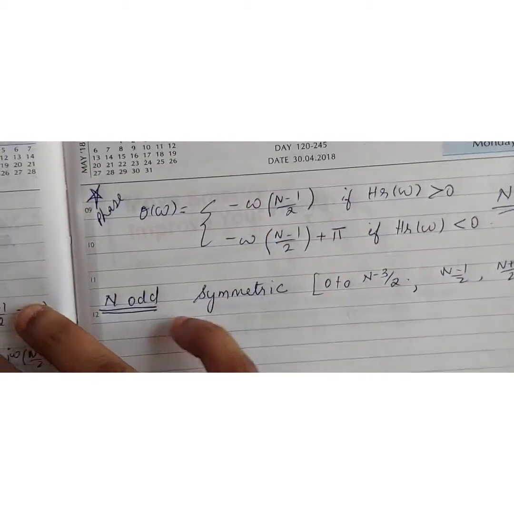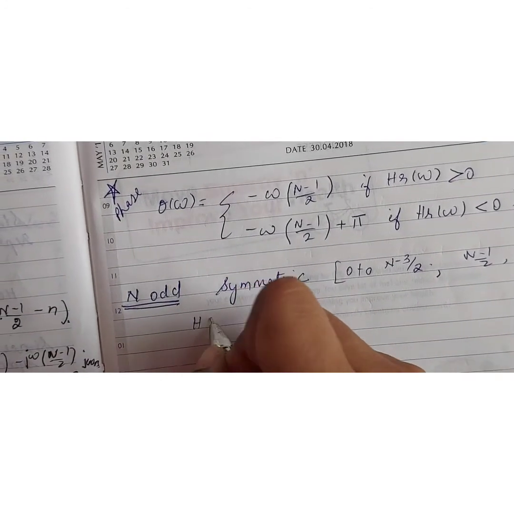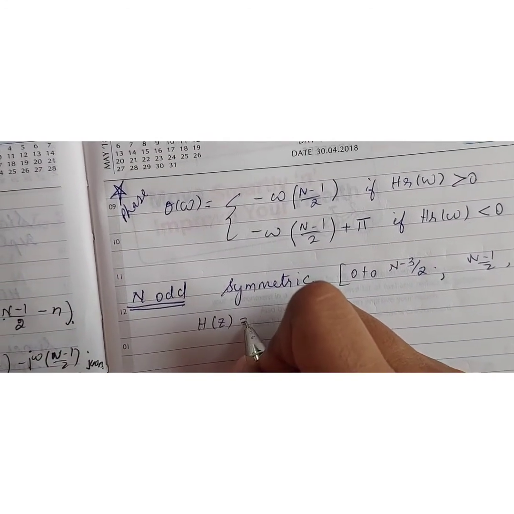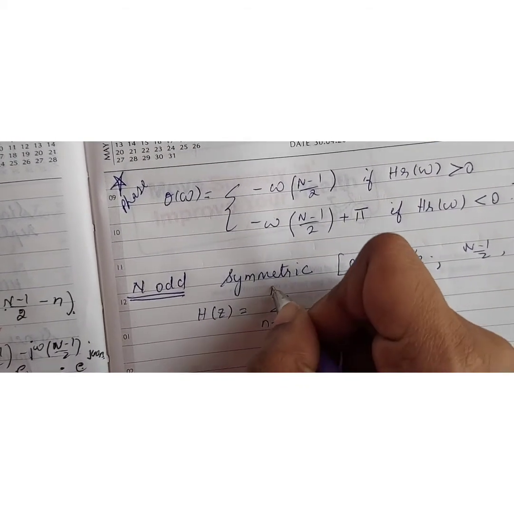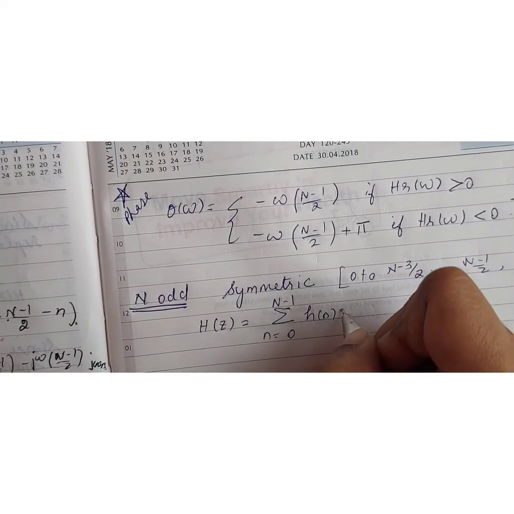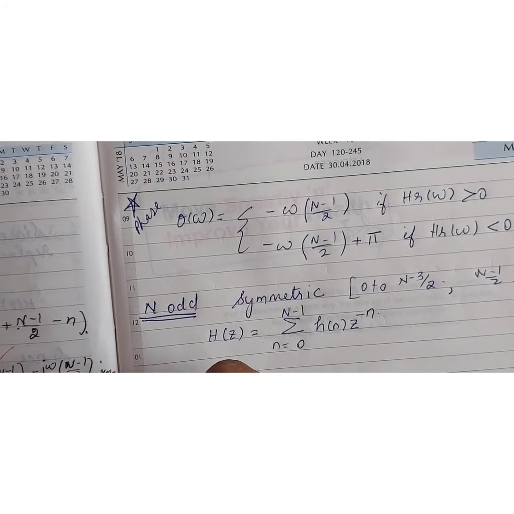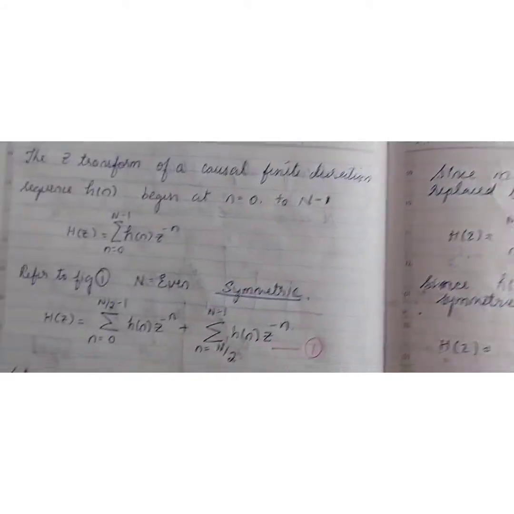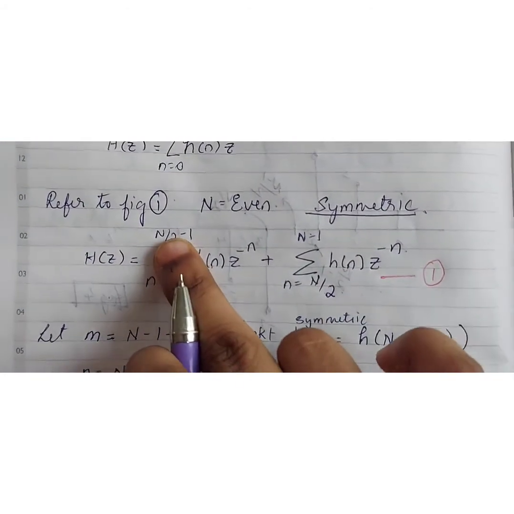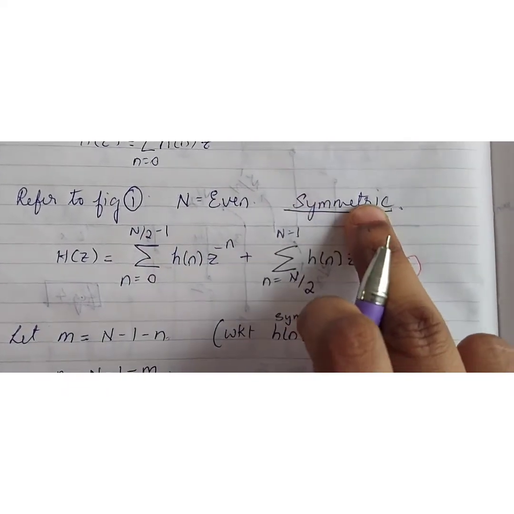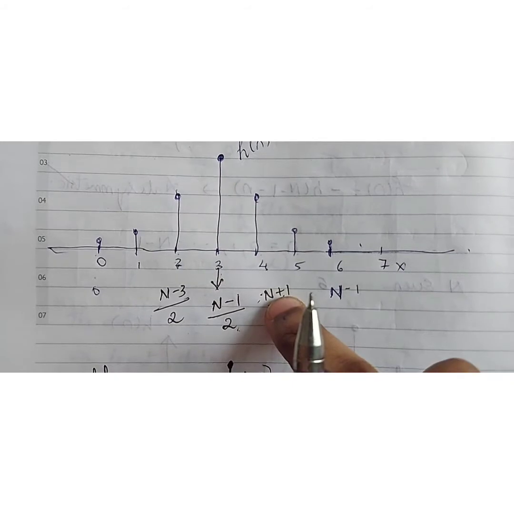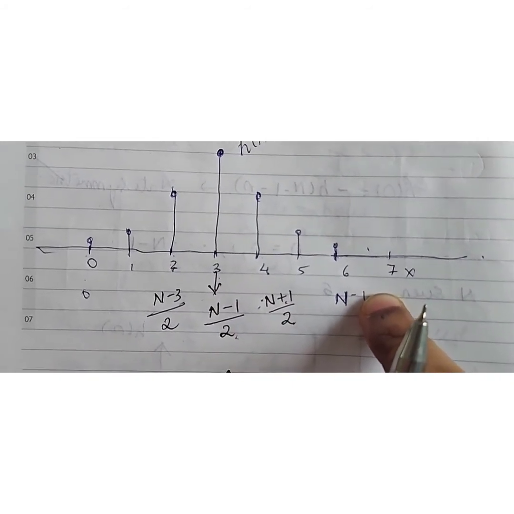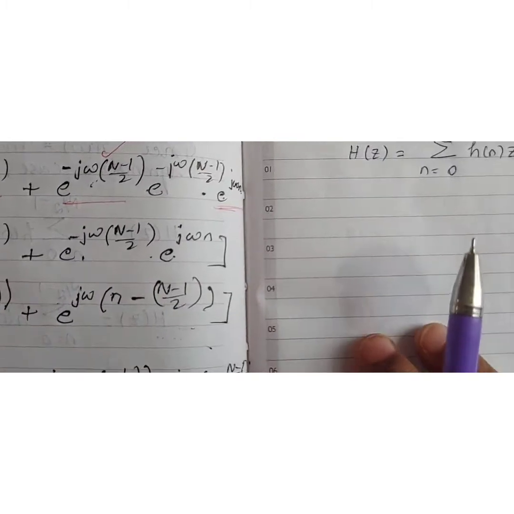So how can I write the H of z? You know, H of z is given by summation n equal to 0 to N minus 1, h of n z power minus n. So what do we do? Just like we did here for N even, we split the summation 0 to N by 2 minus 1 and N by 2 to N minus 1 because it is symmetric N even. For symmetric N odd, we know it is from 0 to (N minus 3) by 2, (N minus 1) by 2, (N plus 1) by 2 to N minus 1. So we will split the summation accordingly.